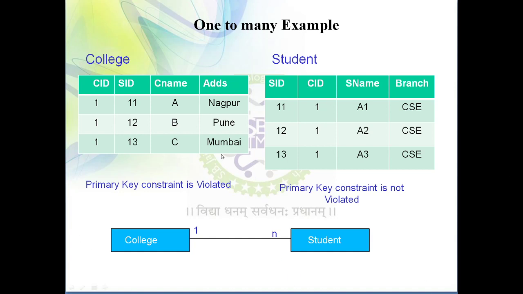So first of all, we'll take this. Suppose I add student id attribute into college table. So what will happen? Suppose college id is 1, student id is 11. Again college id is same, because what we are saying, one college may have n number of students, so college id for all the students will be same. Suppose college id is 1, student id is 11, college id is 1, student id is 12, college id is 1, student id is 13.